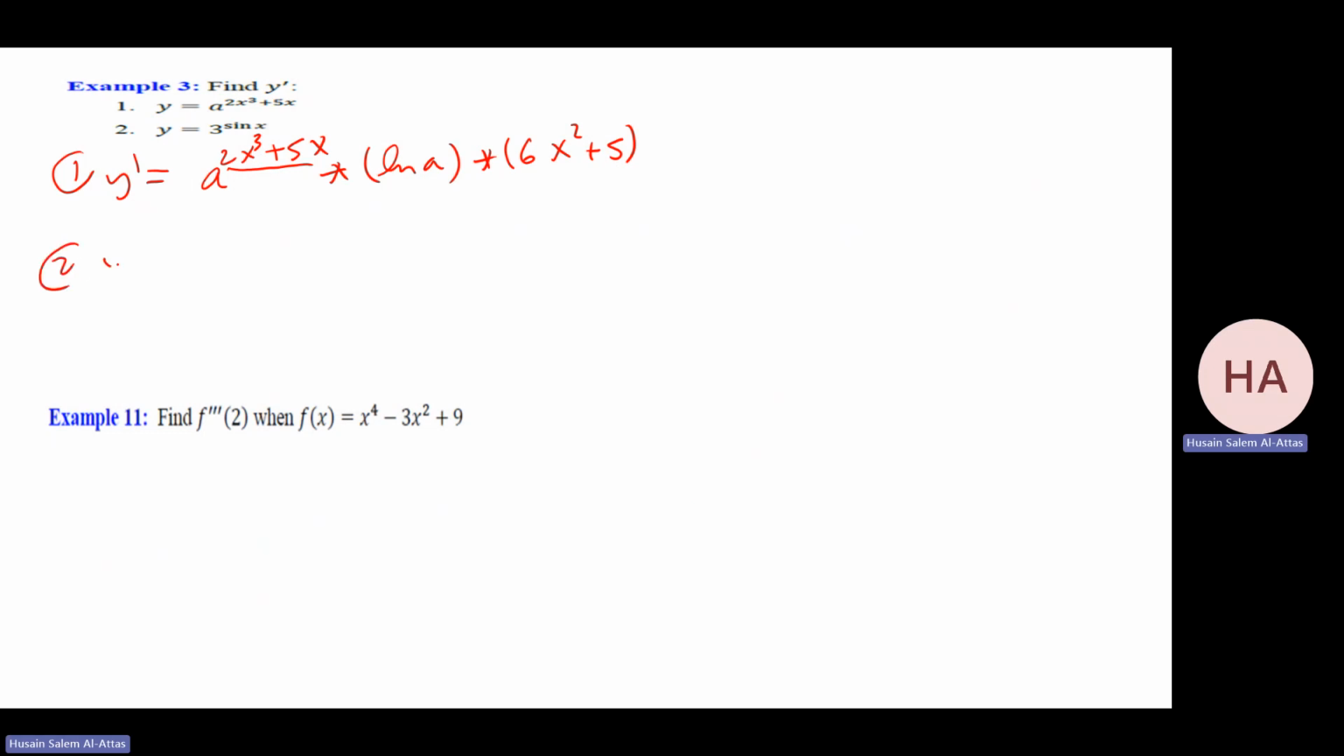Second one, y prime will be what? 3 to the power sine x times ln 3, this is my a, times the derivative of this, which is cosine x.